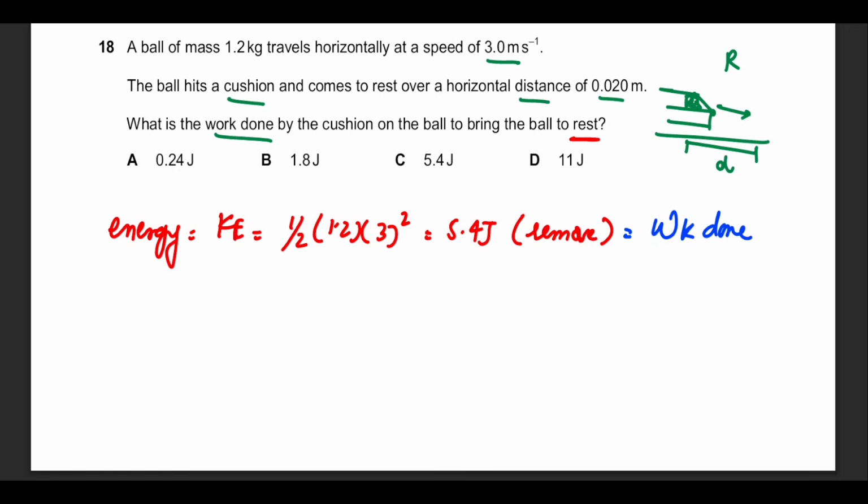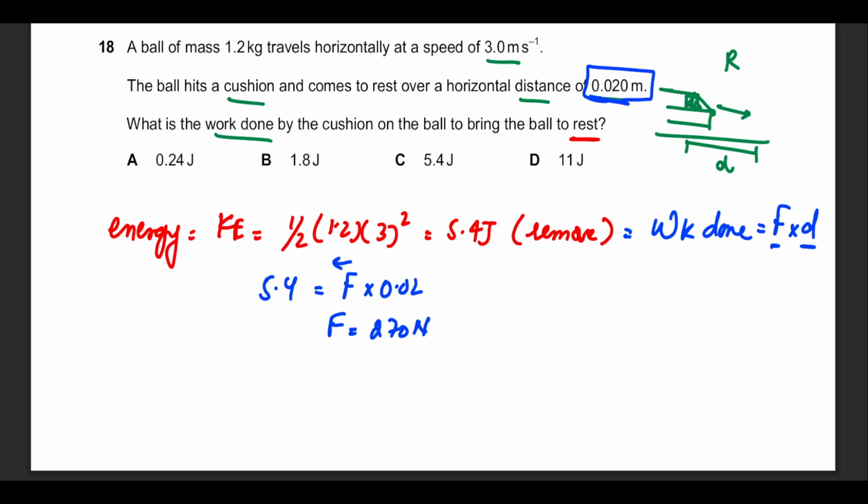So work done should be a force applied up to a certain distance. The distance is given to you: a certain force has been applied by the cushion on the ball to stop it. So for us to remove 5.4 joules of energy by applying a certain force in the opposite direction to the movement of the ball, for a distance of 0.02 meters, the force comes out as 270 newtons.